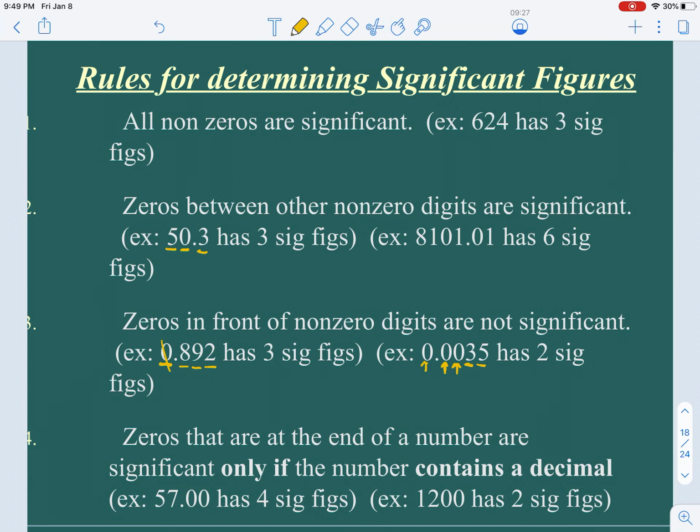So we're talking about zeros at the end of the number, so ending zeros. If there is a decimal anywhere in that number, we are going to count those zeros at the end as significant. So 57.00. This is an ending 0. There is a decimal point present, so it will count as a significant figure. Obviously, 5 and 7 are considered significant, which makes this 0 a middle 0. And rule number 2 tells us middle zeros are always going to be significant. So there are 4 sig figs in this particular number.